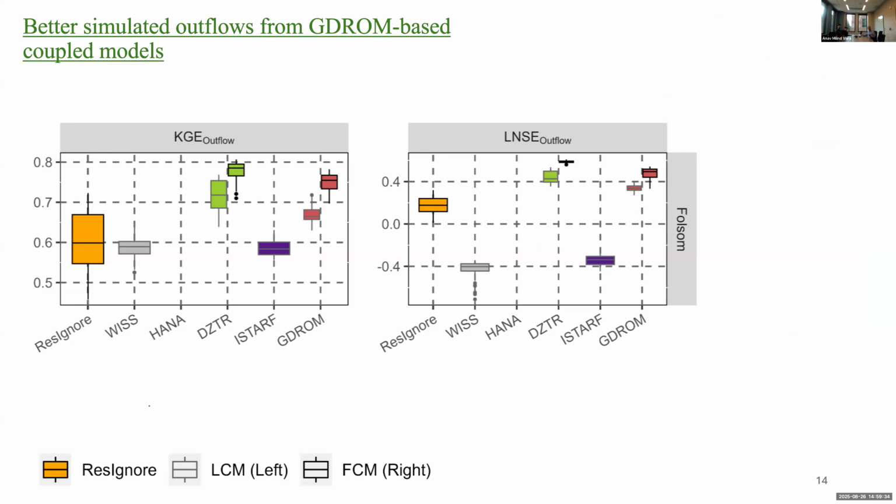First of all, this figure is also complex, I'm sorry. We compare across models. In one case we just ignore reservoirs, and in the other we have these 5 models. And also we compare the coupled models I mentioned earlier.